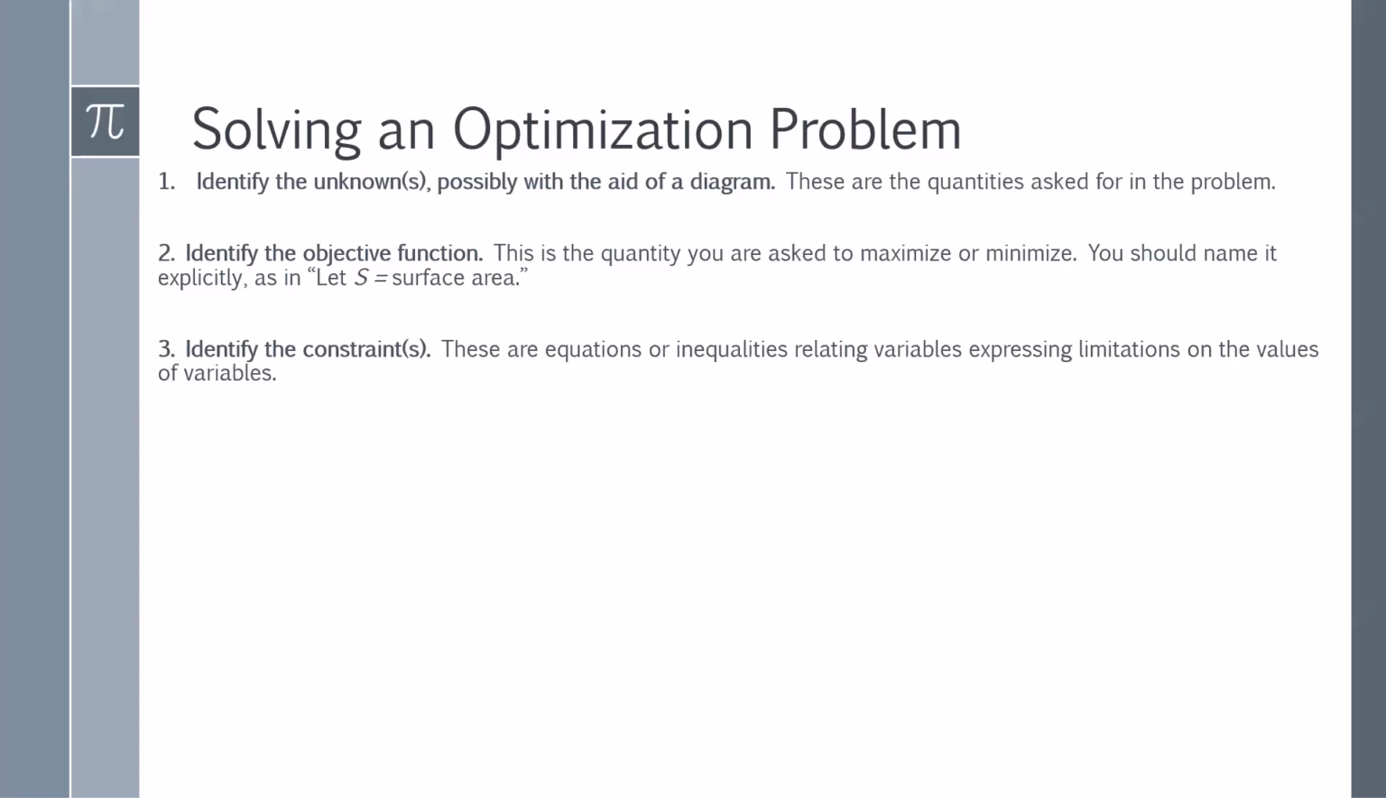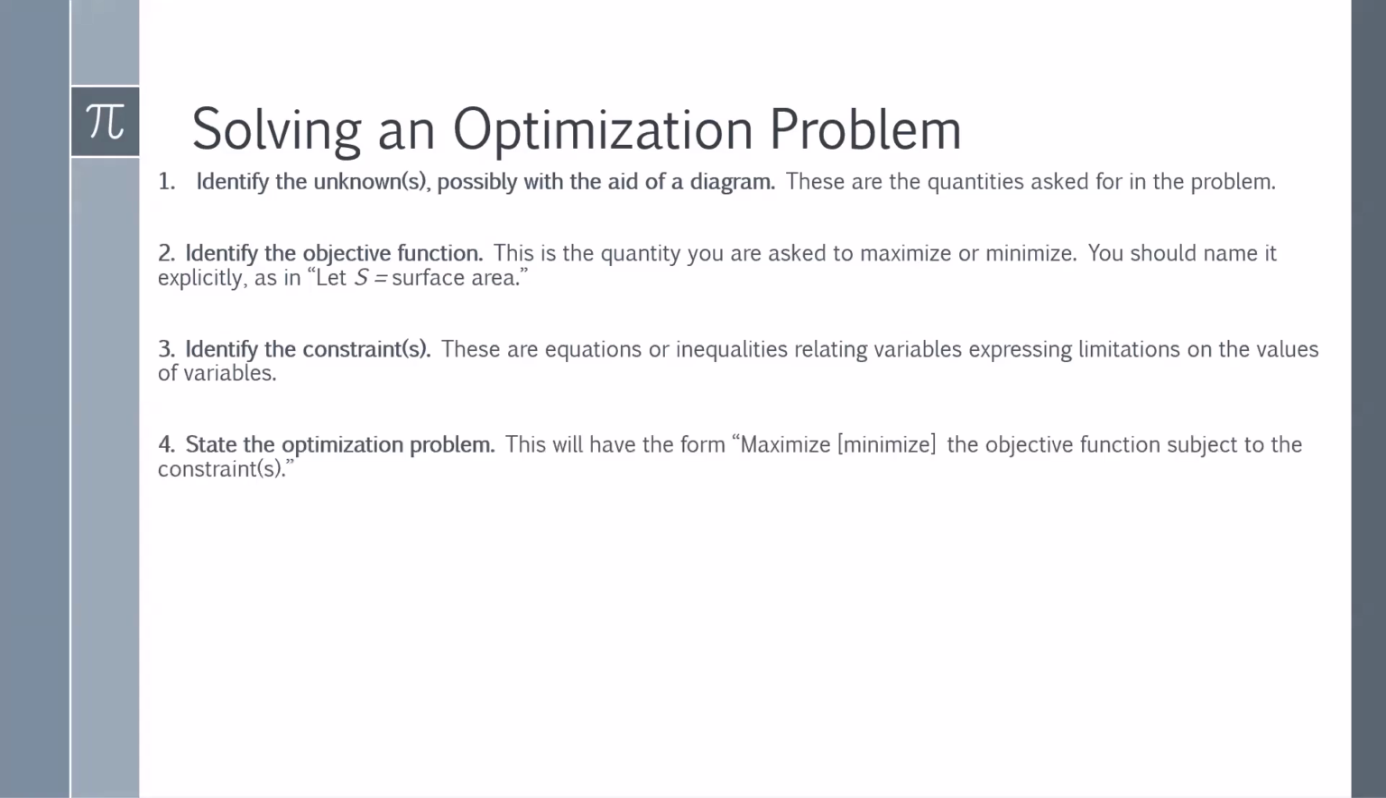Identify any constraints. These are equations or inequalities relating variables, expressing limitations on the values of the variables. Then we want to state the optimization problem. This will have the form: maximize or minimize the objective function subject to the constraints.